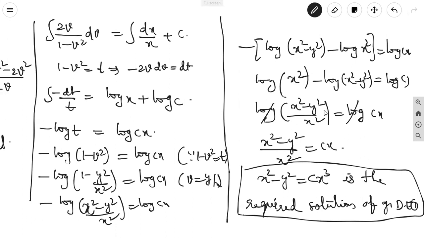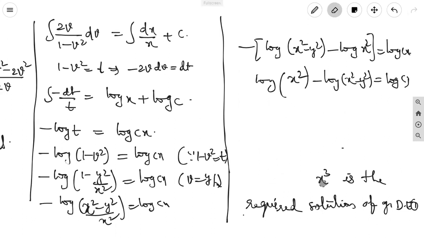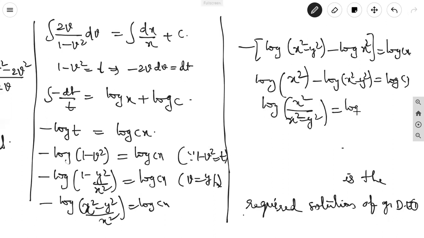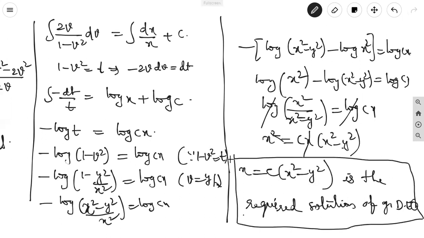Here some mistake. Just think. Log a minus log b, that is log of x square by x square minus y square equal to log cx. Log gets cancelled. x square equal to cx into x square minus y square. Here x cancels. x equal to c into x square minus y square is the solution of the required equation.